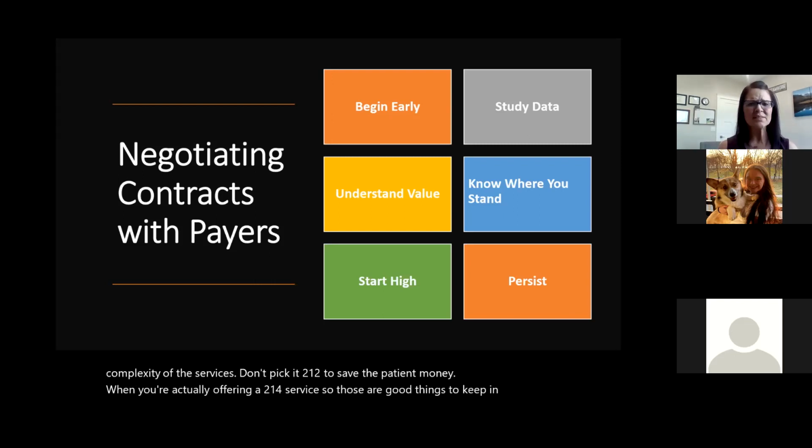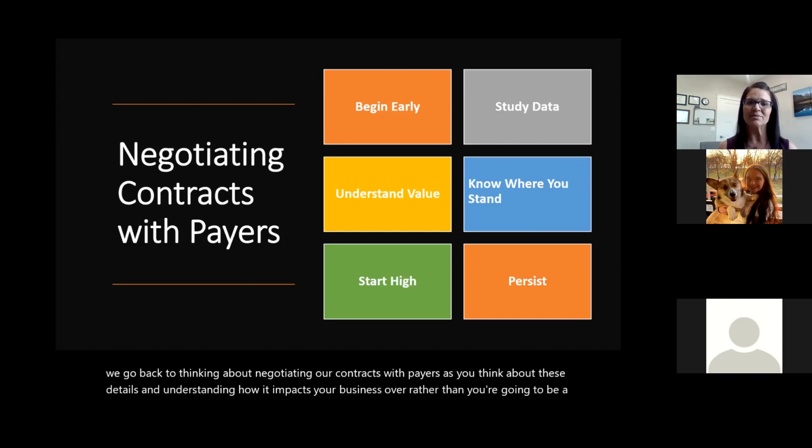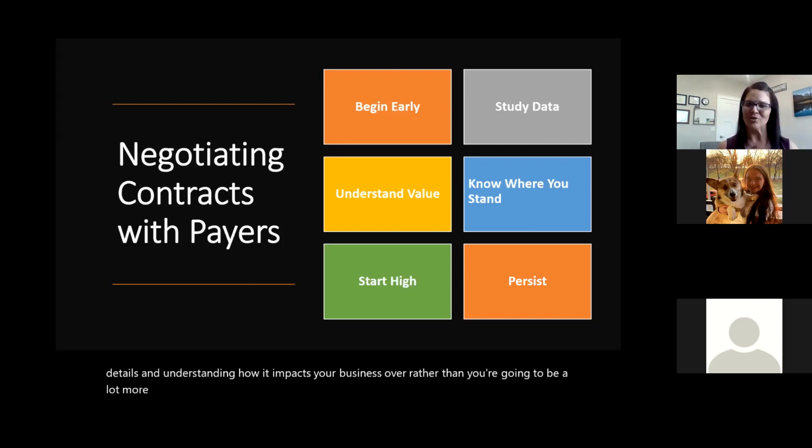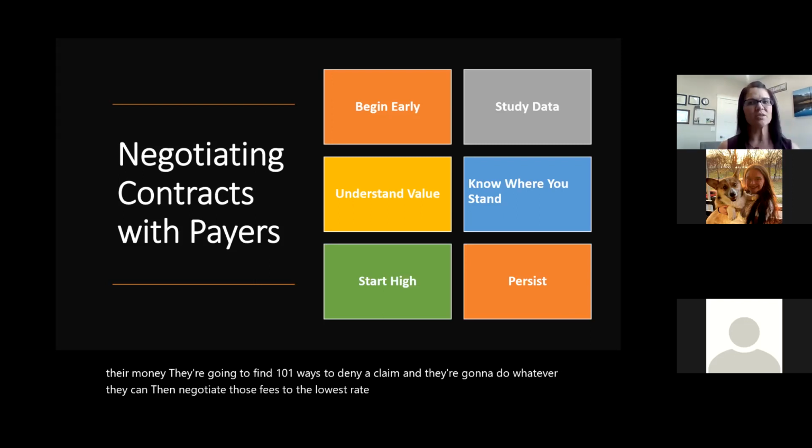But as we go back to thinking about negotiating our contracts with payers, as you think about these details and understanding how it impacts your business overall, then you're going to be a lot more knowledgeable about being able to stand your ground. Our payers, they want to keep their money. They're going to find 101 ways to deny a claim, and they're going to do whatever they can to negotiate those fees to the lowest rate possible. So the smarter you are about these details, the smarter you are about the value that you're bringing to the patients that they're serving as well, the better off your chances are with negotiations of higher rates.